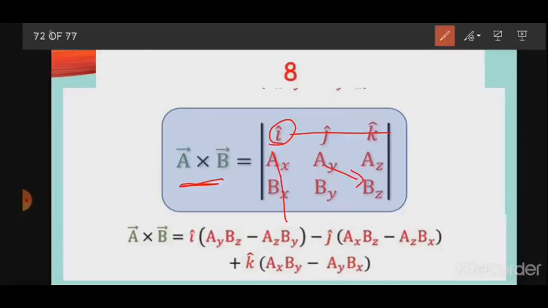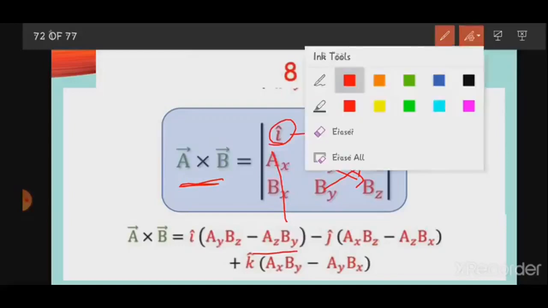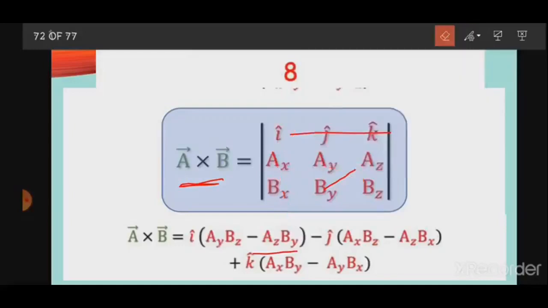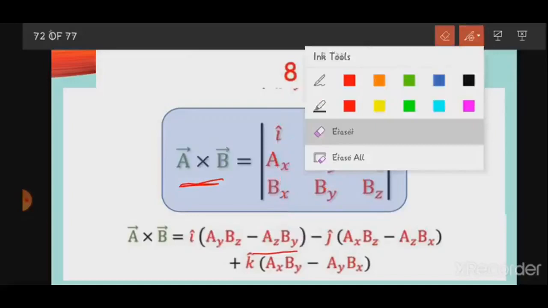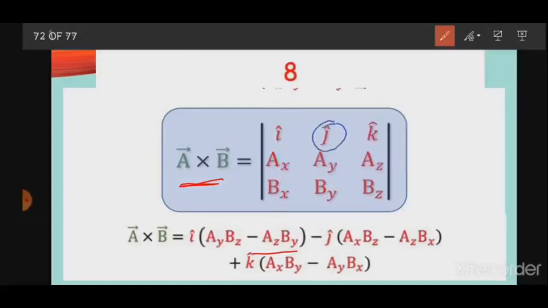Positive of Ay and By, and By into Az, that is negative, minus of Az By. And next column, J unit vector. Next one is a J unit vector. This is a negative, minus J unit vector. Now row and column is cancelled.